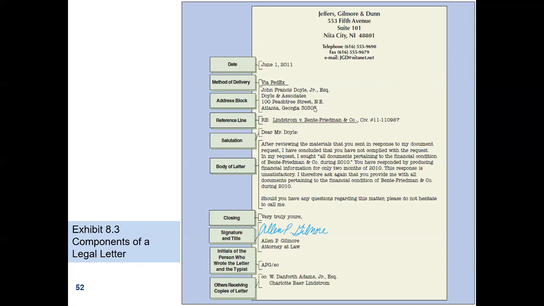Let's say I wanted to include John Francis Doyle Jr. Esquire's title. Let's say his title is Senior Director. Well, typically I would put that on the next line between his name and the name of the company. Sometimes people put it on the same line as his name. If I do that, I am going to put a comma here after Esquire and put the title right here. If I don't, then I'm not going to have a comma there.